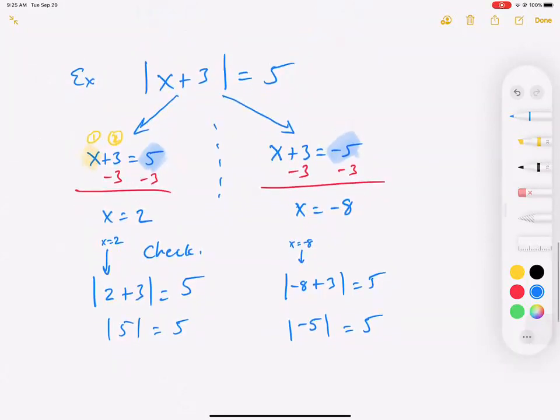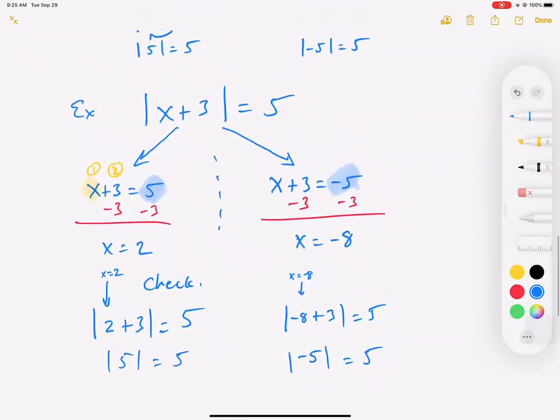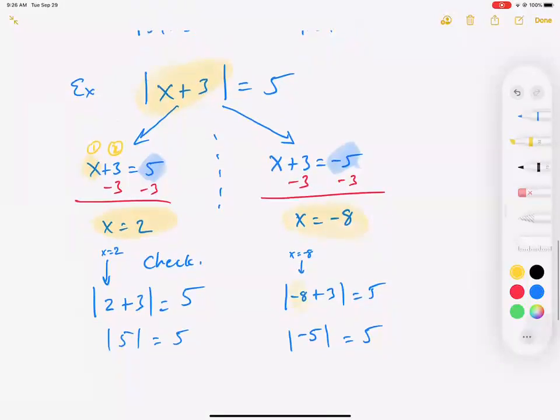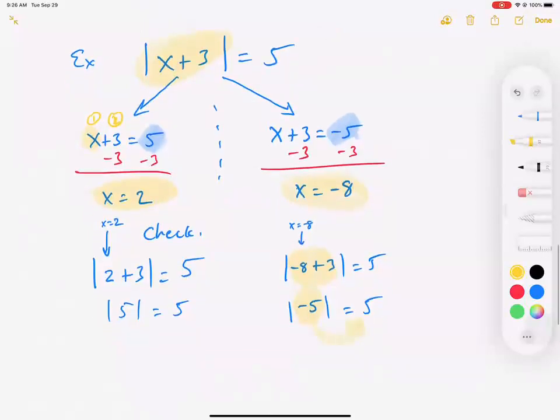Let's go back and see, could we have guessed that answer? So looking back here, can you think of a number blank plus 3 equals 5? Most of us would say 2. 2 plus 3 is 5. But would you have thought the other way, that negative 8 would have worked? Because negative 8 plus 3 is negative 5, but absolute values make everything positive. So actually, negative 8 was also an answer.